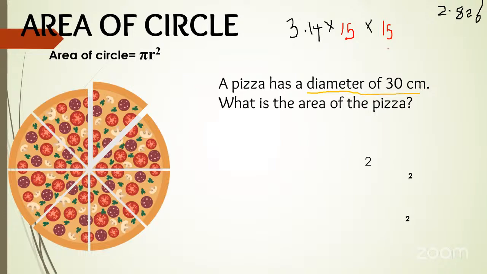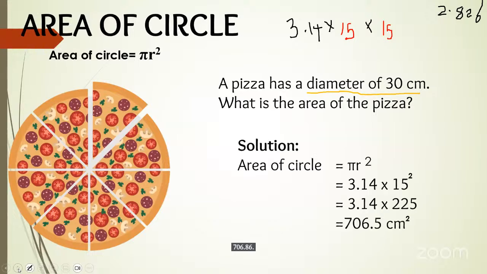So let us check now. 706.5? Yes, Miss. All right. Let us check to see if we're all on the same page. Miss, I got 706.86. 706.86? Let us see.